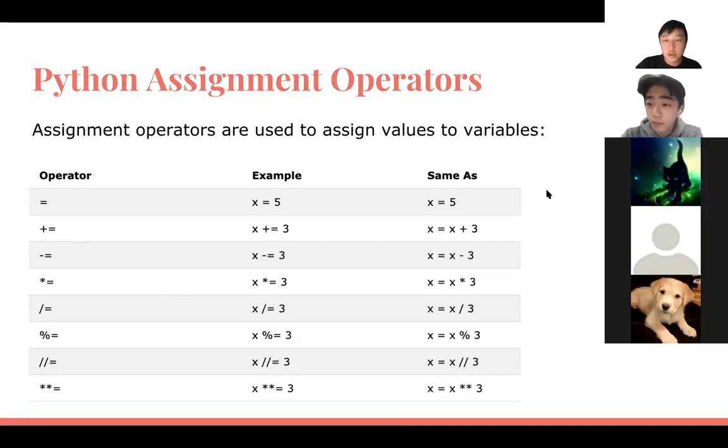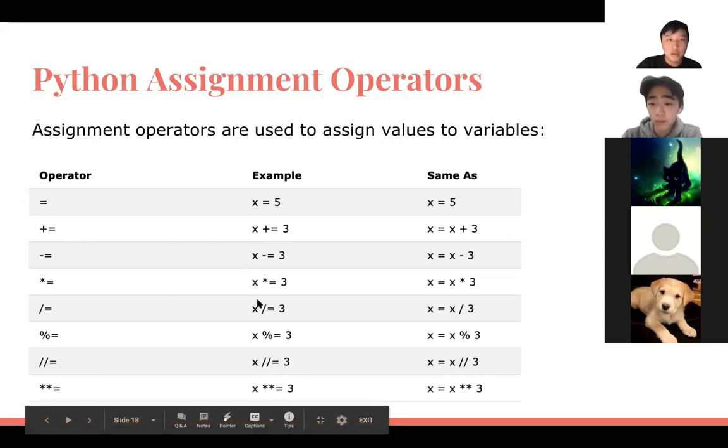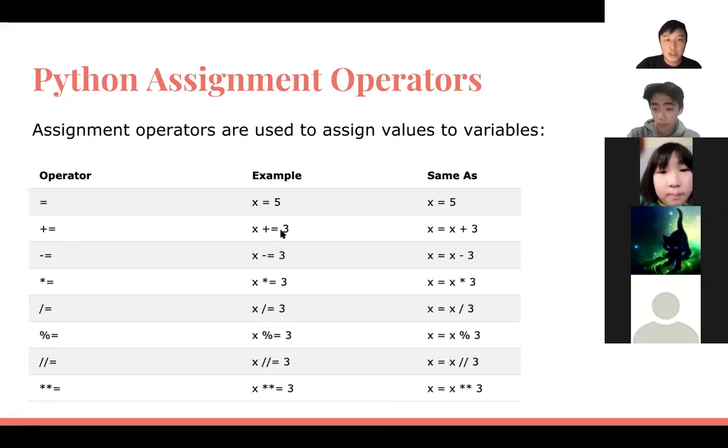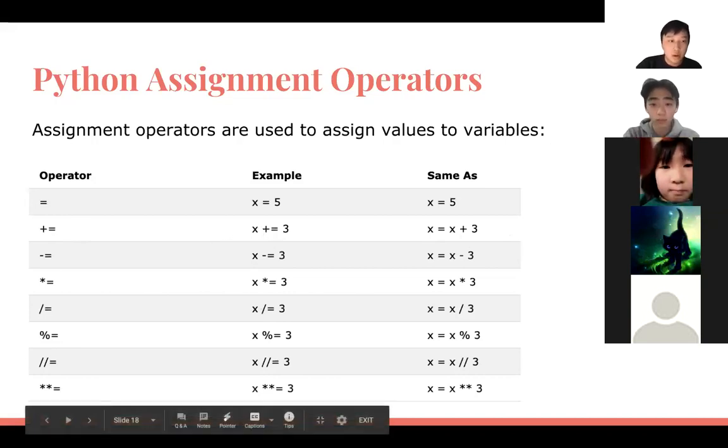You can write x plus equal 3, but you can also write x is equal to x plus 3. Usually programmers use the simpler version because we want to do things very quickly, and it's just a shortcut that we would use. And that same thing applies for all the other operators.